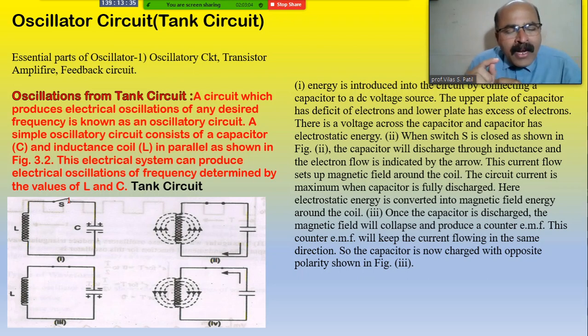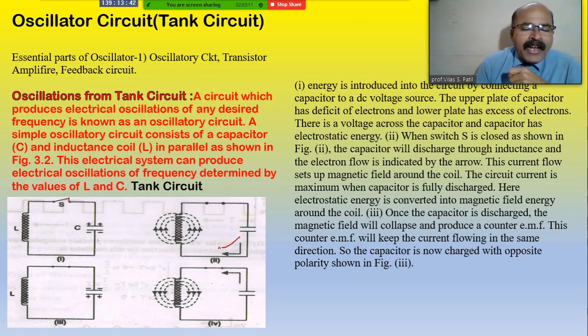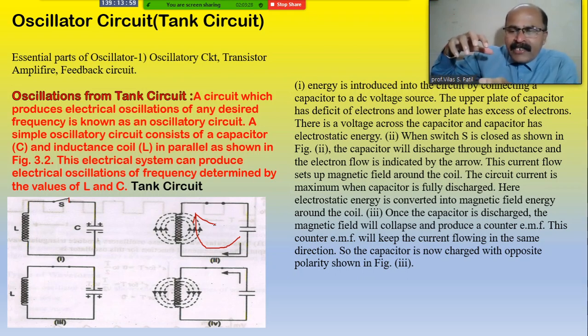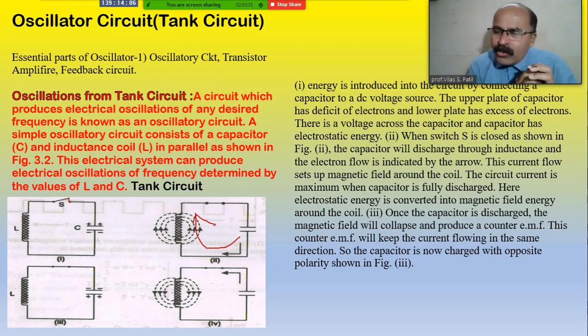from negative to positive, in this way. In this way, the capacitor will be discharging through the inductance. And here, the conversion of electrostatic energy into magnetostatic energy will start. That is, the electrostatic energy in the form of the charge stored in the capacitor will be converted into magnetostatic energy. And due to that, magnetic flux is produced, and the strength of the magnetic field, that is the magnetic induction, will increase across the inductance as the capacitor discharges.